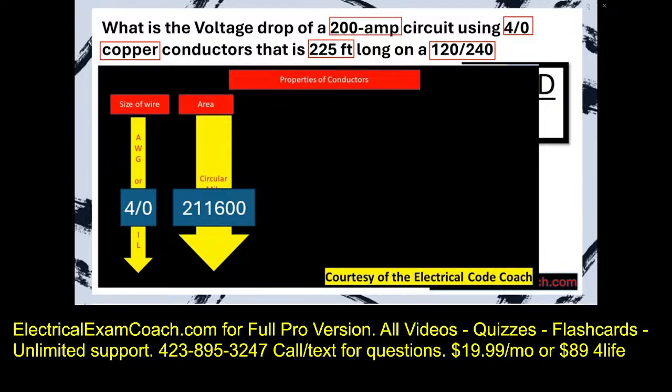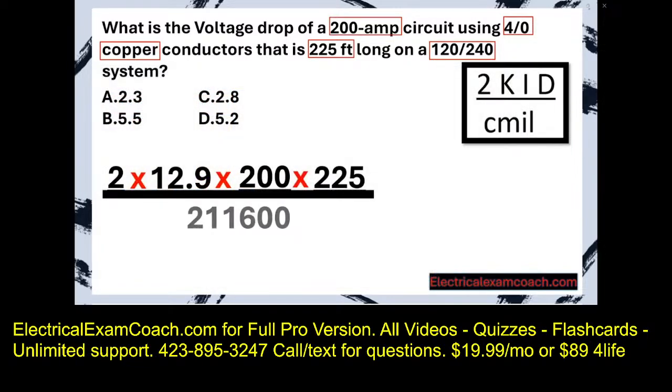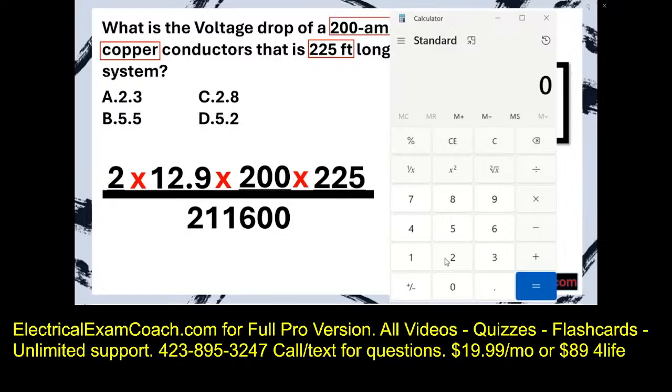Anytime it's a long number like that, I don't try to figure out my thousandths or tens, I just say 211600 and I write that down. Then I write that down right under here. Now all we have to do is go to our calculator and plug in our values.